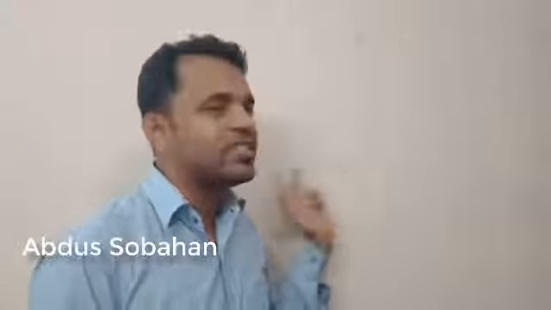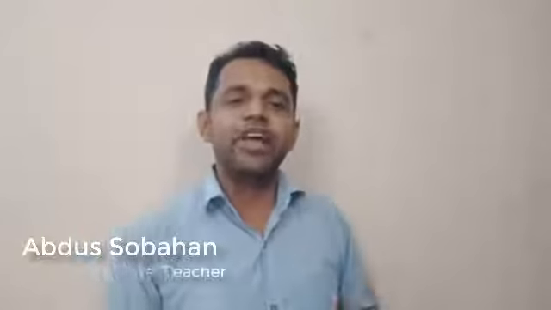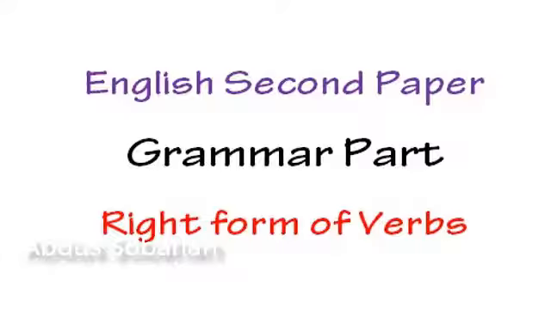Suppose I play cricket and they play cricket. So if you see these two examples here, the verb is in base form because I is the first person singular form and they is the third person plural form. So this is the second rule.